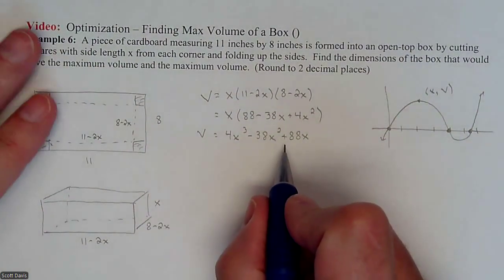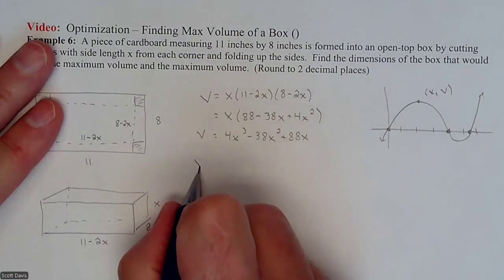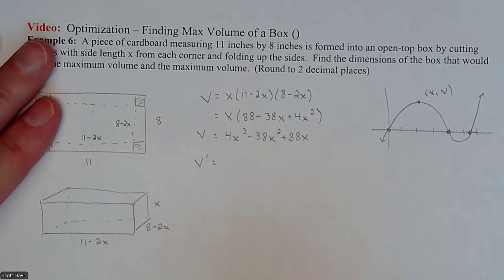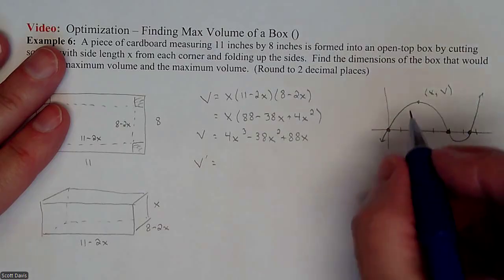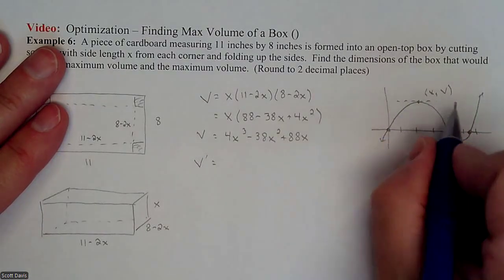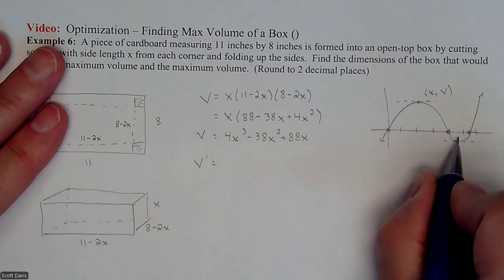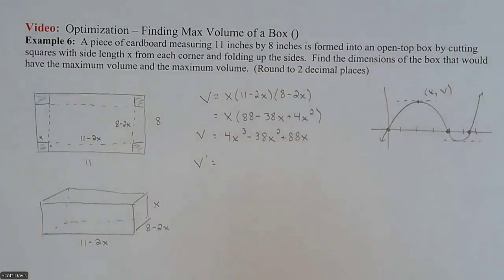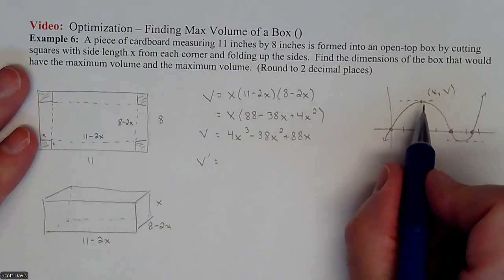Calc is going to do the derivative. If we do the derivative of it, then we're going to be talking about zero slopes. We're going to have a zero slope here, and we're going to have a zero slope here. That's not the one we want. That's the one we want. So that's going to give us our x value.